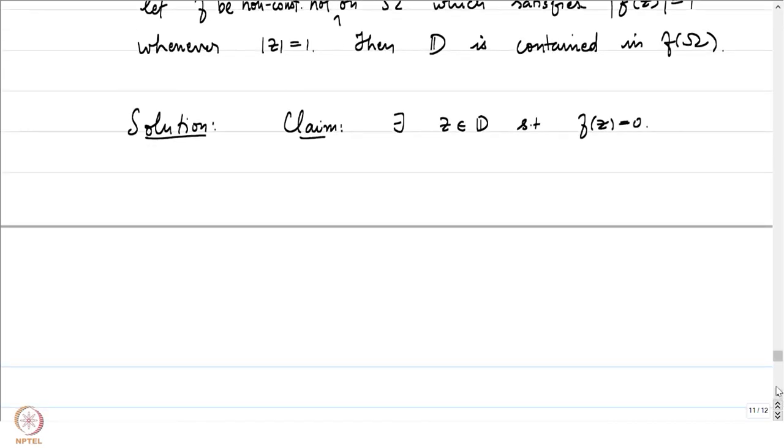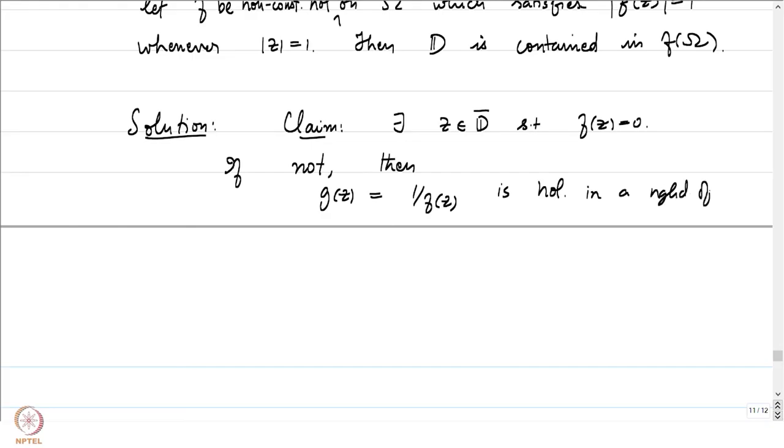So, what will happen if that is not the case? If not, then g of z equal to 1 by f of z is holomorphic on D, right? In fact on D bar. So, let me say there exists this on D bar. We know what f is on the unit circle. So, we know that f does not vanish there, but we can now say that it is holomorphic in a neighborhood of D bar. It is holomorphic in some U which contains D bar.